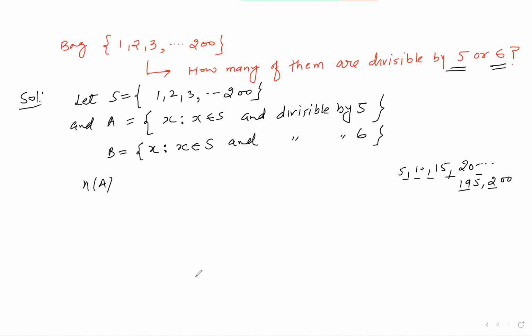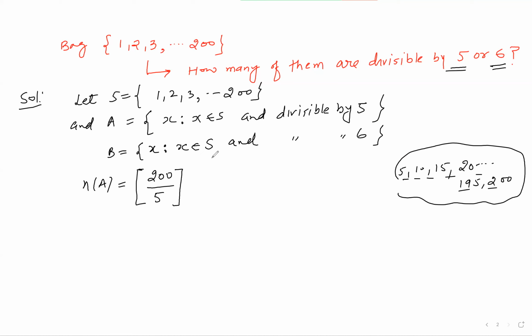So can we count them? How can we find how many numbers are divisible by 5? One of the easiest ways is, there are 200 numbers in all. We wanted to find divisible by 5. So divide 200 by 5 and compute its greatest integer function. If we write like this, so this represents greatest integer X, right?